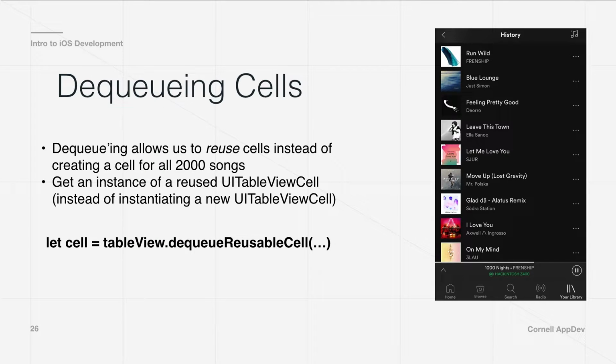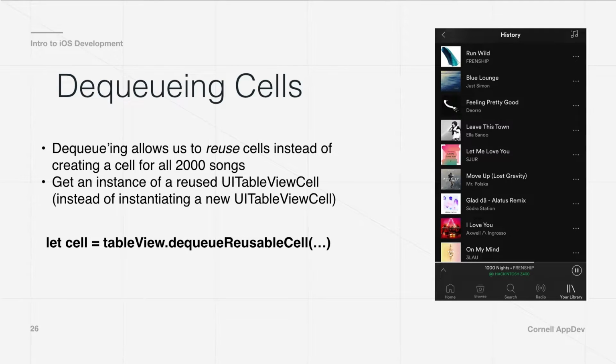So that's reusing cells. How does reusing cells actually get implemented? The way we do that is by using this method called dequeueReusableCell. Instead of doing let cell equals UITableViewCell every time to get an instance of the cell, you can call this dequeueReusableCell method, and that will return an instance of a reused UITableViewCell. Good. I can explain that again if that was kind of confusing, because this is pretty important.